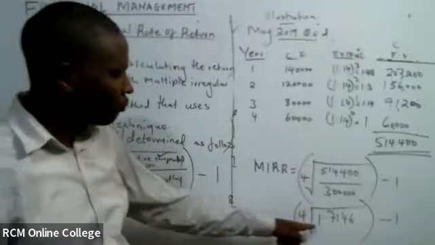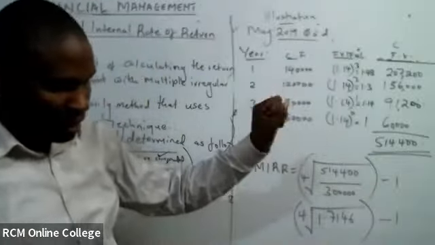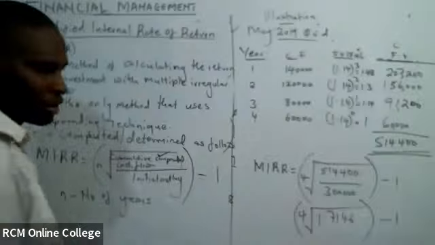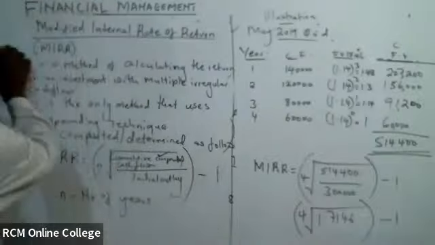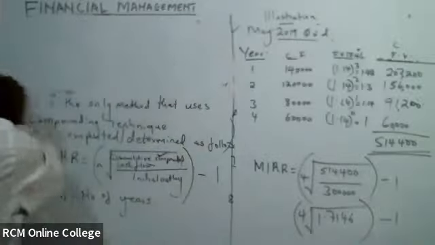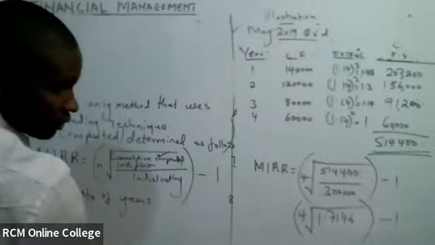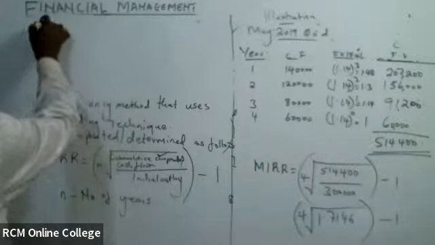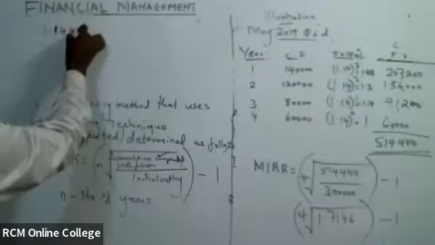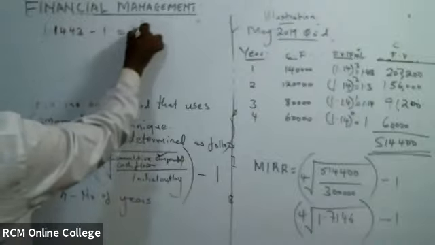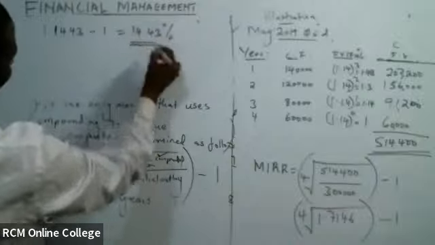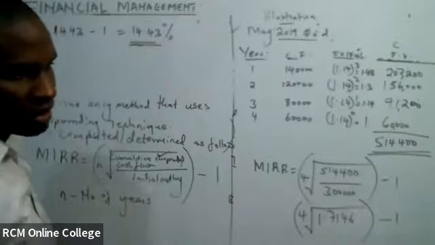What is the fourth root of this? I start with what is in the bracket. Fourth root to 4 decimal places. It is 1.1443. That is the fourth root. 1.1443 minus 1 gives 14.43%. My MIRR is that.